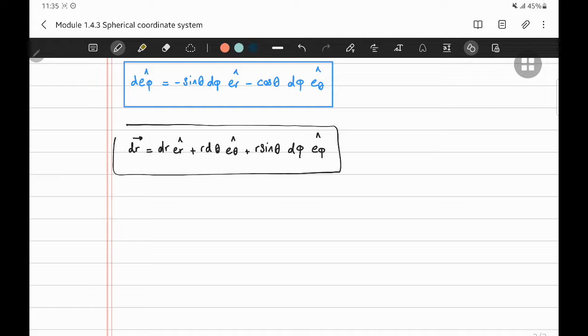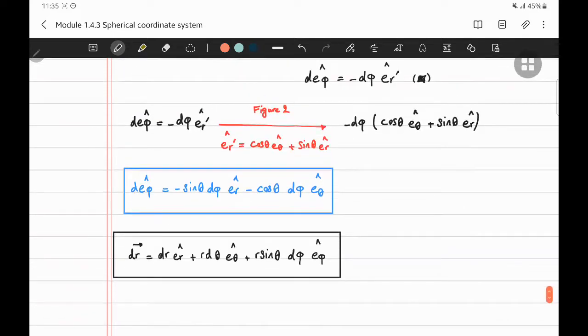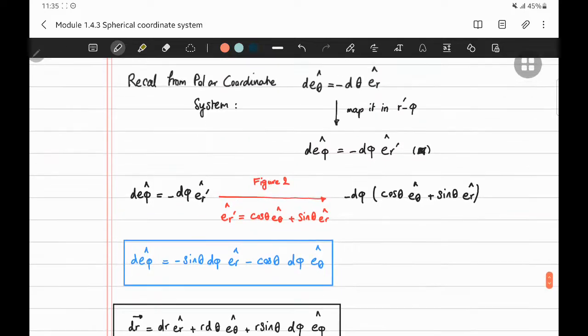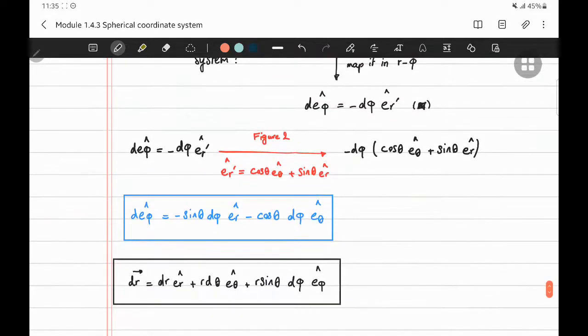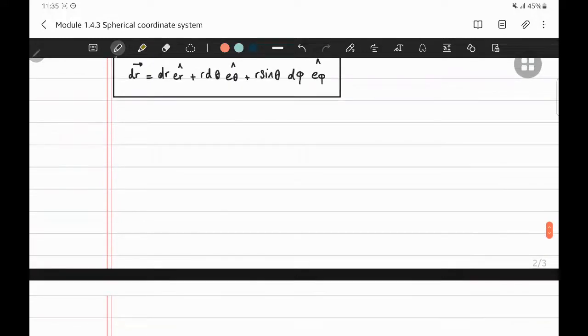And this is also very important. All right, so now we calculated all the necessary ingredients that we needed for the tensor calculus and spherical coordinate system. So let's continue with the first operator here, which is the gradient of a scalar field.